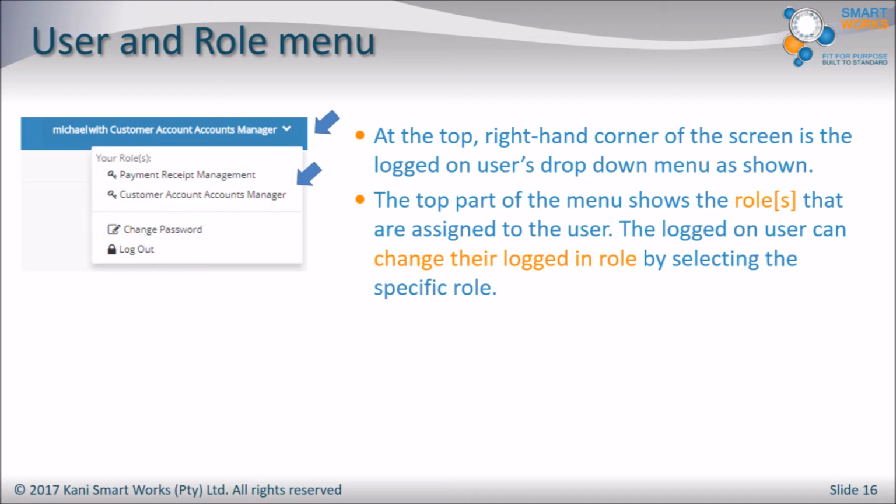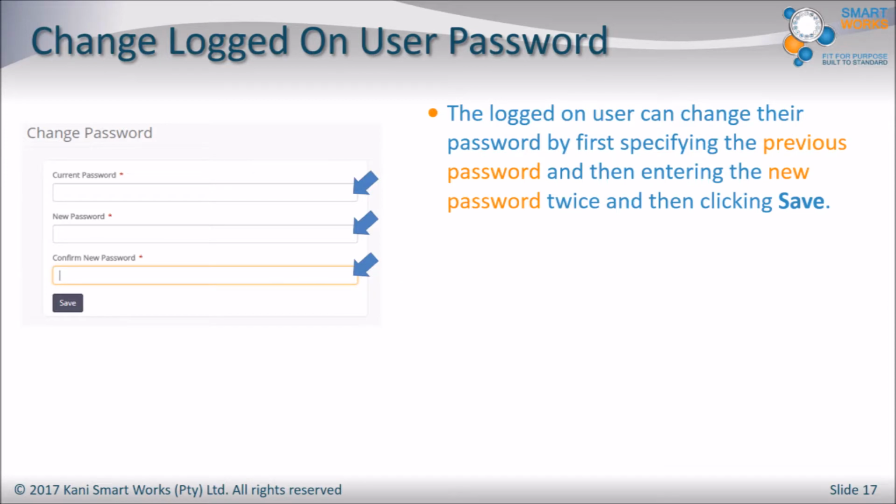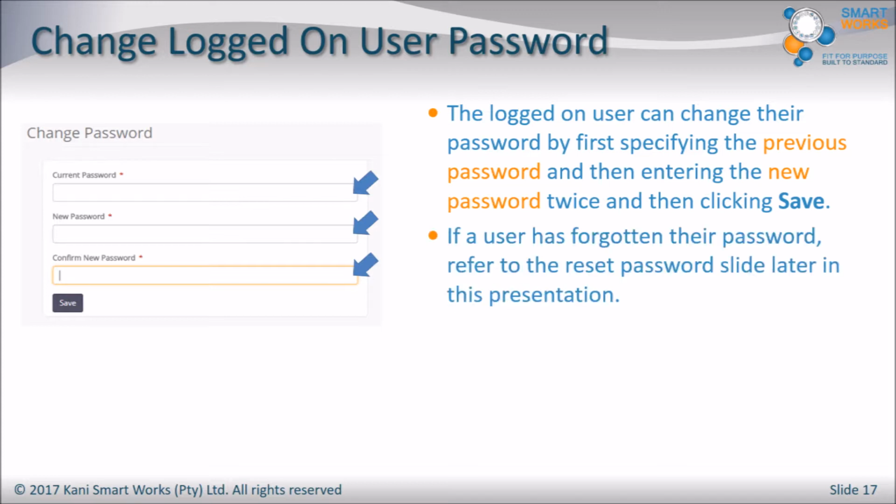The top part of the menu shows the roles that are assigned to the user. The logged on user can change their logged-in role by selecting a specific role. To change the logged on user's password, select the Change Password menu option. Select Log Off to close SmartWorks. A logged on user can change their password by first specifying the previous password and then entering the new password twice and clicking Save. If a user has forgotten their password, refer to the Reset Password slide later in this presentation.